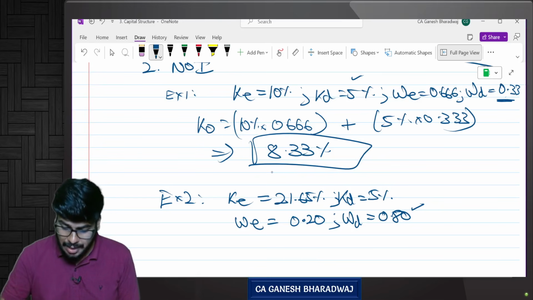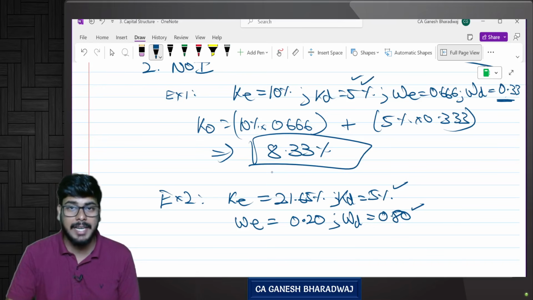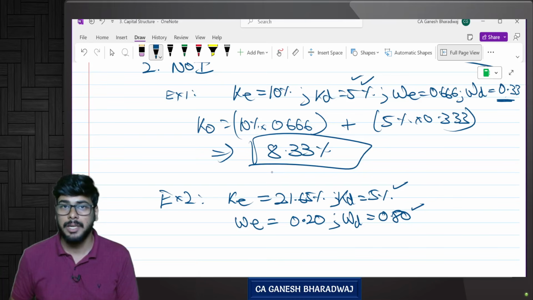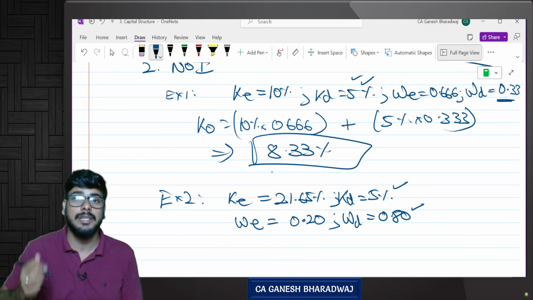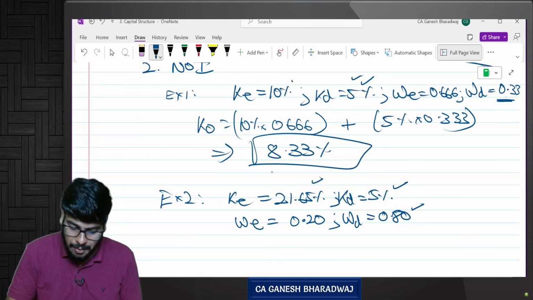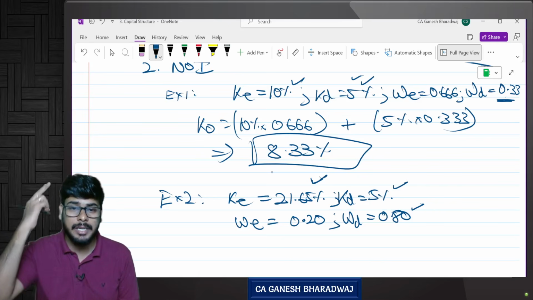KD will remain constant. Because of infusing more debt, will my KD change? No, it will not change. Correct? But will my KE change? Yes, they are saying KE will increase. He's saying KE will increase from 10 percent to how much? 21.65 percent. Why, sir, is KE increasing?